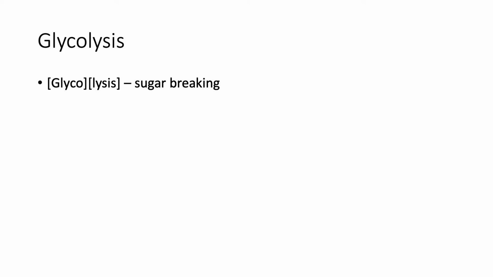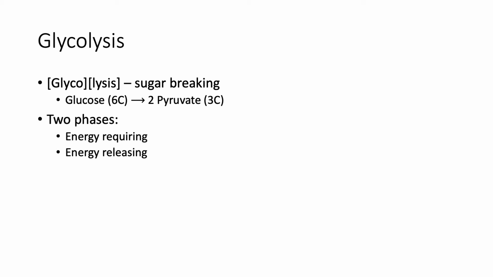All right, so glycolysis, as a name, makes a lot of sense if we just break it up. Glyco means sugar, and lysis means break. So what we're really doing here is breaking down or degrading a sugar, specifically glucose. And the reaction can really be overly simplified into breaking down a sugar with 6 carbons into 2 3-carbon sugars, which are called pyruvate.